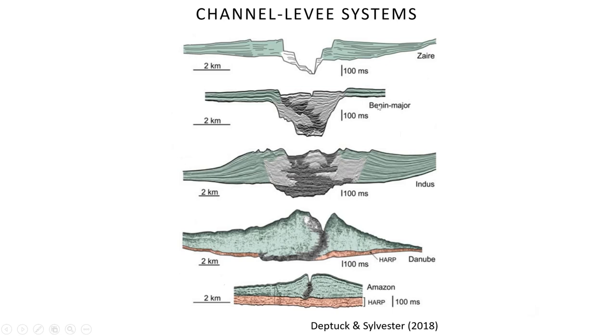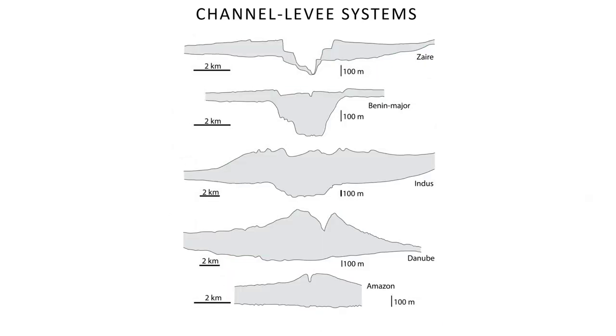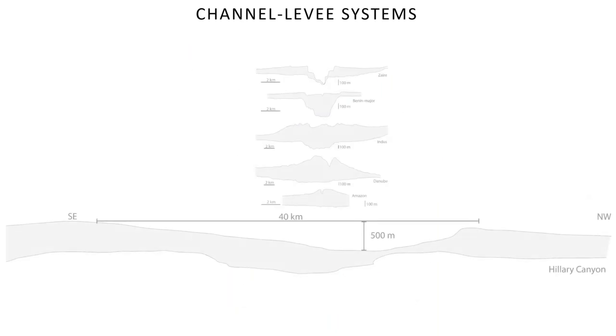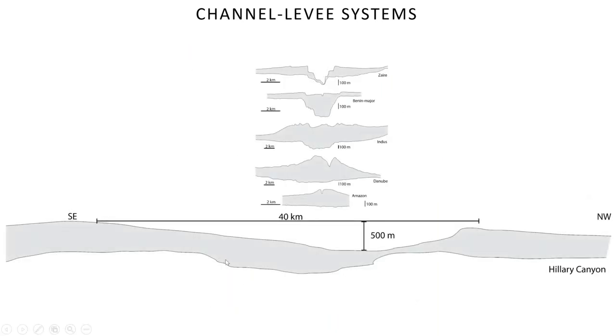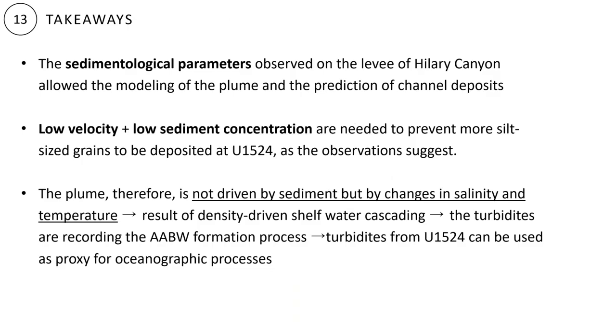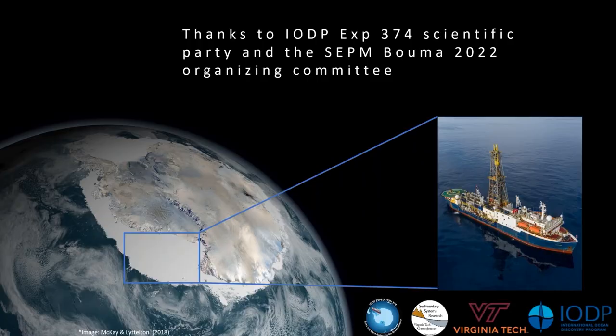And just to close up, to give an idea of how big this channel is, even though it's not really formed by sediment in itself, it's not being carved by sediment. Here we have an example of several canyons and channel-levee systems around the world. And if you see here, this is the Hillary Canyon, which is a massive, very large canyon. And even though it's not really carved by sediment, I think that was one of the things that we were very surprised about. And yes, that's it. Thank you so much for listening.